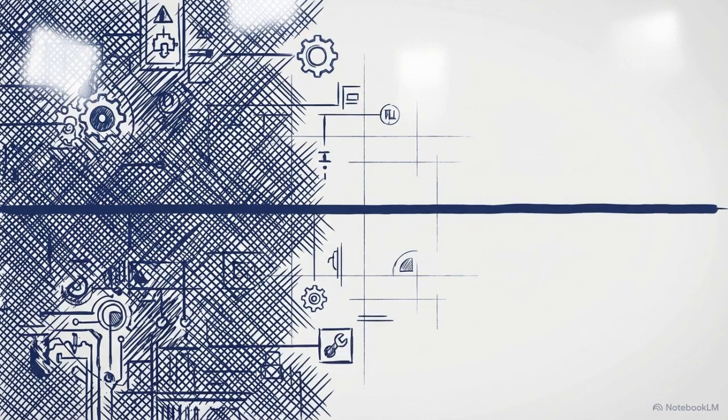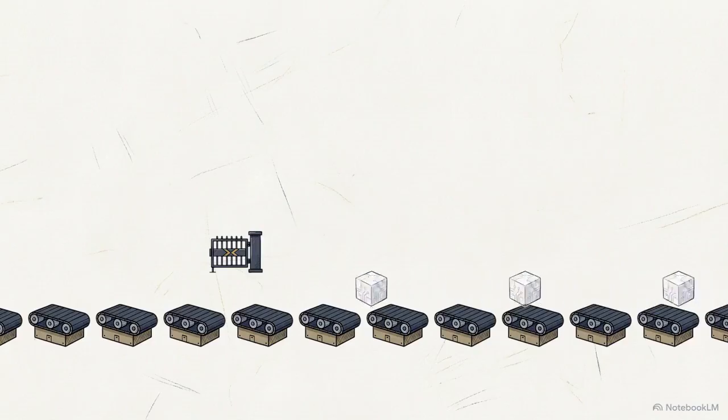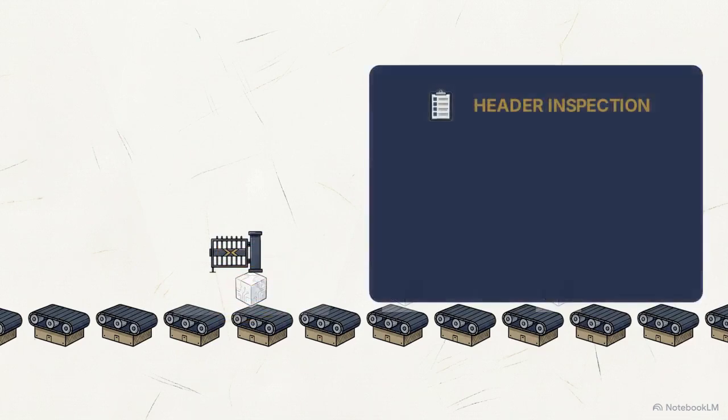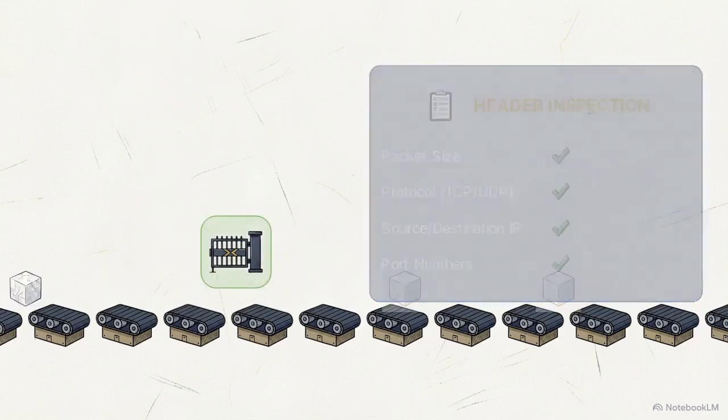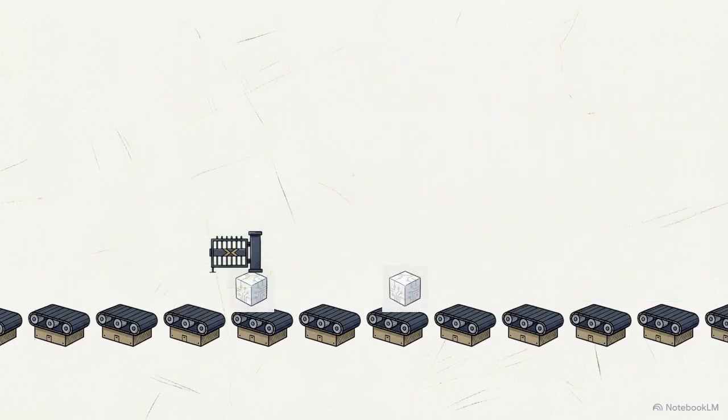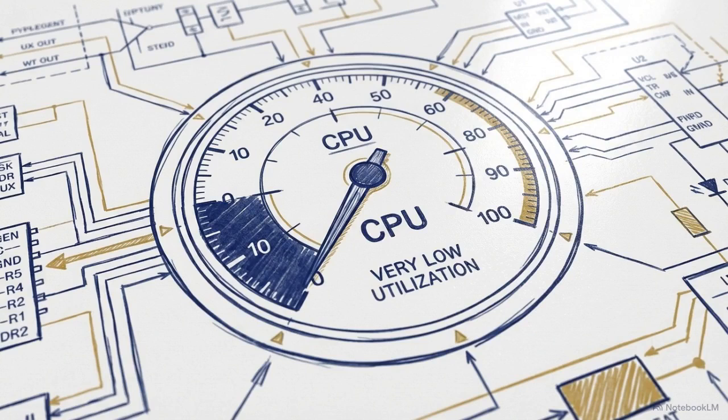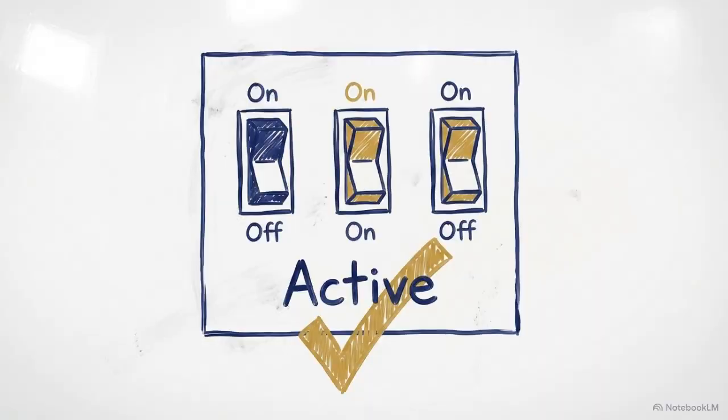We begin at the baseline of network defense, the packet filtering or screening firewall. This operates on a purely stateless model. It examines every incoming packet in complete isolation, with zero memory of the packets that came before it. It looks exclusively at the packet header. It quickly checks variables like packet size, protocol, source and destination IP addresses, and port numbers against a static checklist. If the header matches, the packet passes. Because it skips deep inspection of the packet's actual payload, it demands very little from your CPU. This makes packet filtering fast, easy to configure, and inexpensive.